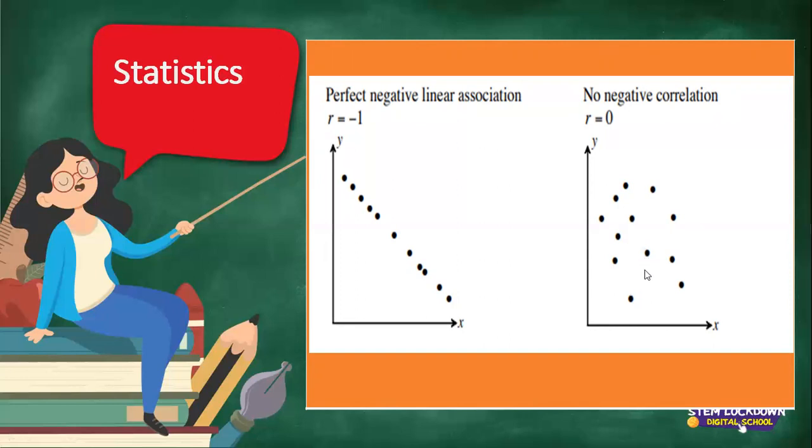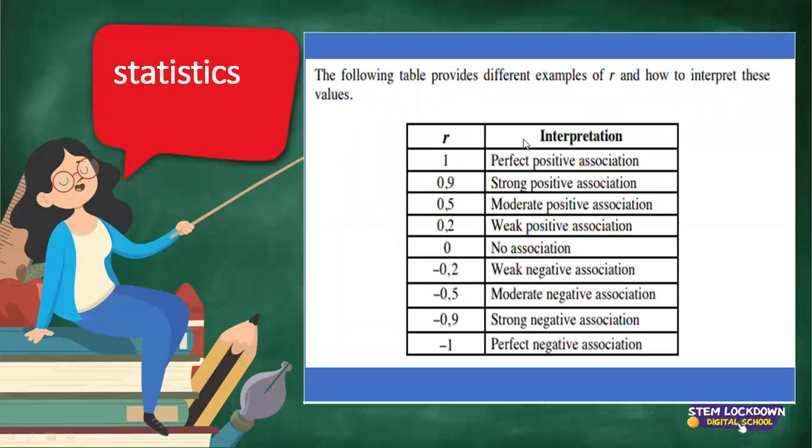Okay. All right, so the following table provides different examples of R and how to interpret them. Your R is your correlation coefficient, and what is the interpretation? When it's positive 1, it tells us it's a perfect positive association. When you calculate your R and get 1, what does that imply?